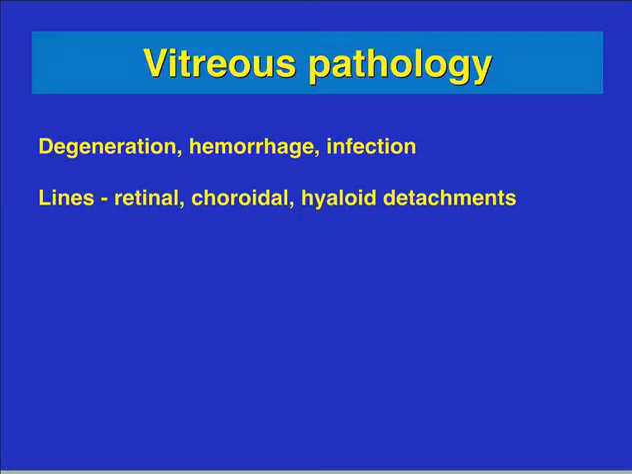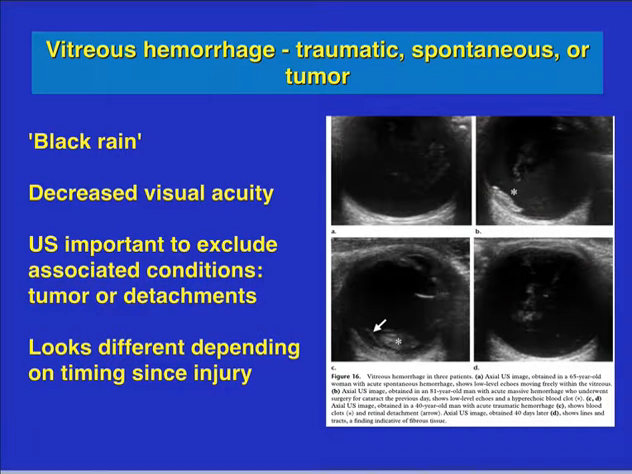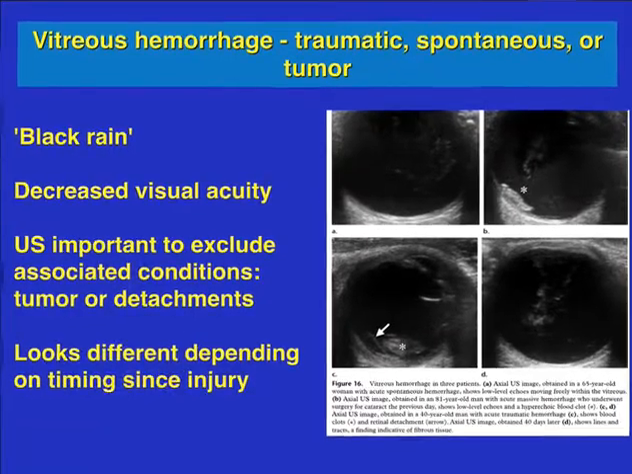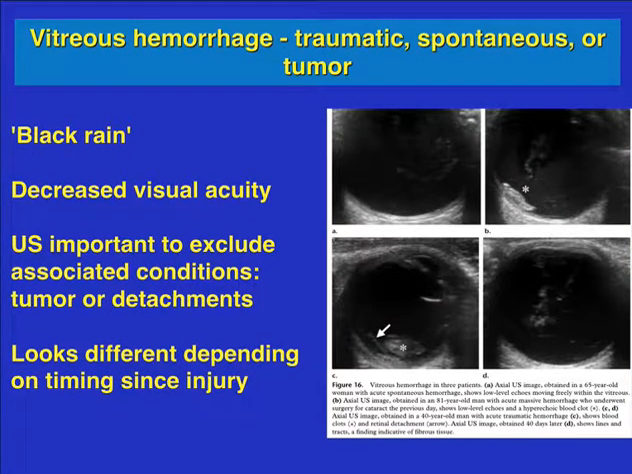More often what I've seen in the emergency room is vitreous pathology. Usually diabetic patients come in with blurring of vision and we're trying to rule out retinal detachment. I usually see hemorrhage. There are different types of vitreous pathology, probably out of the scope for you. Patients sometimes tell me they see black rain. You can have decreased visual acuity. Ultrasound is really important in this scenario to exclude associated conditions like tumors and detachments. It looks different depending on timing since injury.